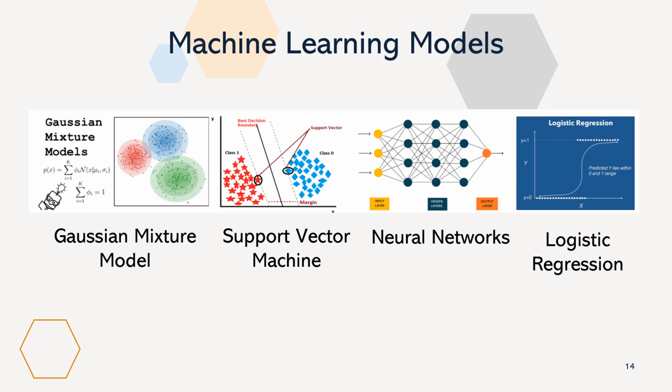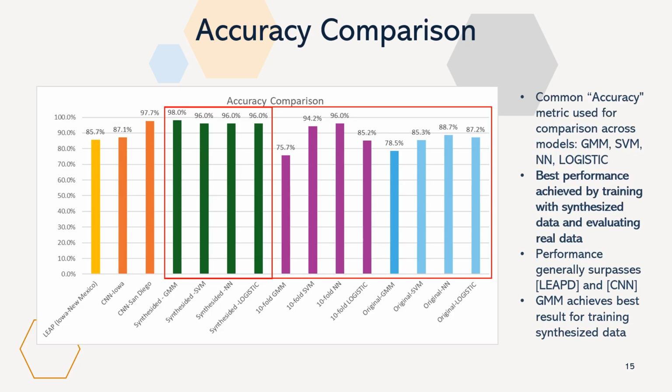The models that I have used in this project include Gaussian mixture model, support vector machine, neural networks, and logistic regression. So here's an overall performance comparing my approach with the papers that I've mentioned before. And I have used the common accuracy for comparison as this was a common theme across all their papers.